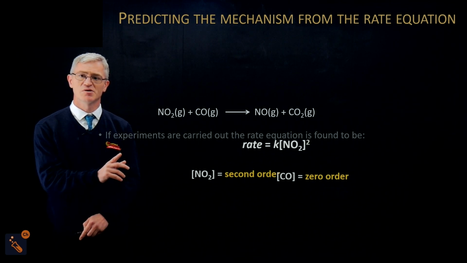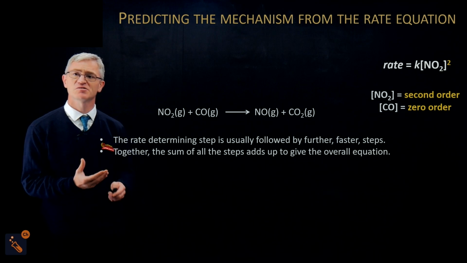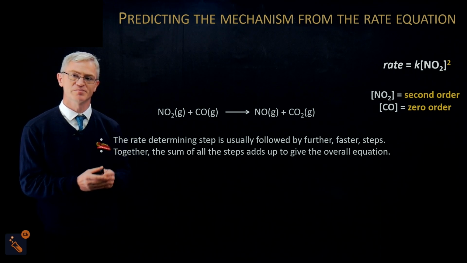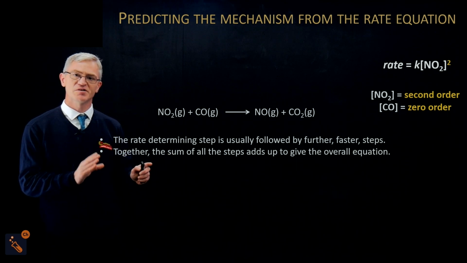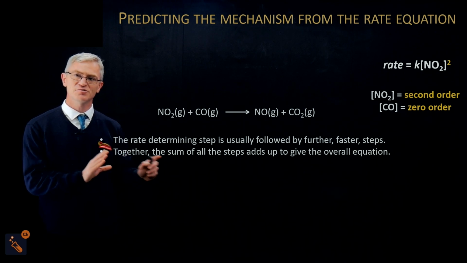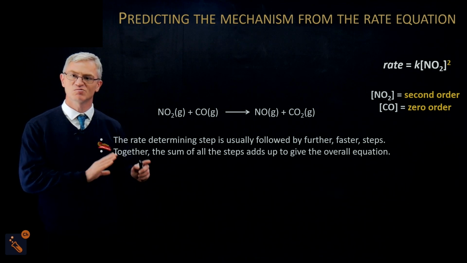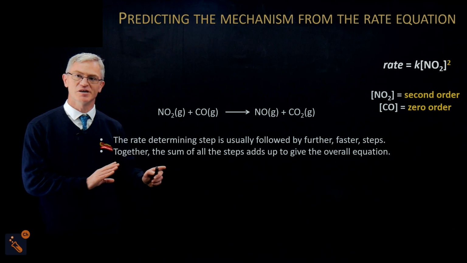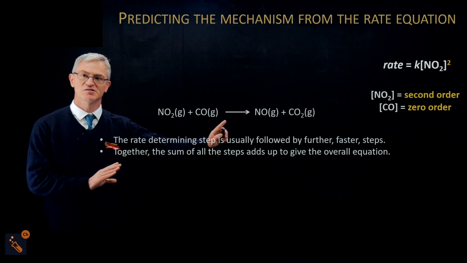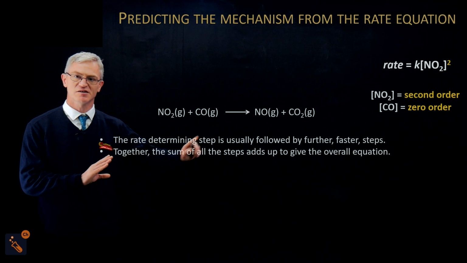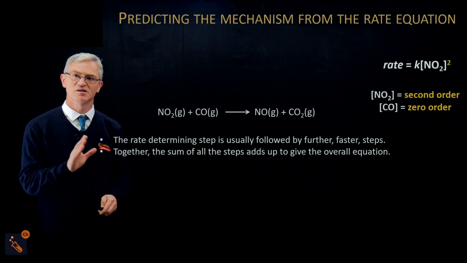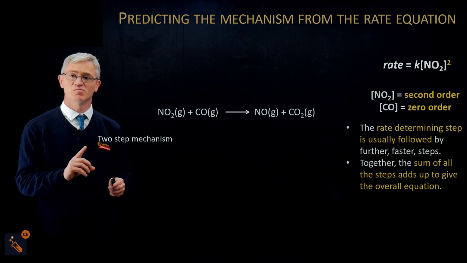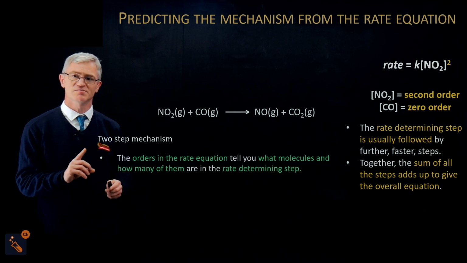If we move this up and then we go through some of these rules to create these rate determining steps in these equations for the mechanism, it's usually followed by further faster steps. Not always, sometimes it will be the second step, but we'll talk about that later. The sum of all the steps that you make must add up to this overall equation that you're given. So it must add up, and we'll talk you through how to do that now. Move that to the side, okay? And then look at the most common one, which is a two-step mechanism.